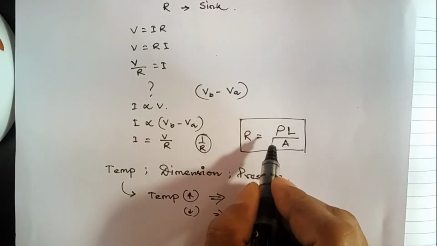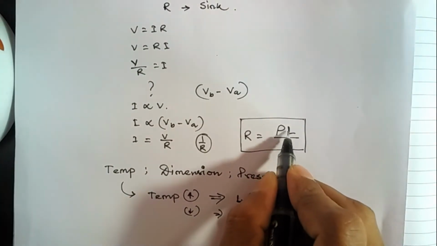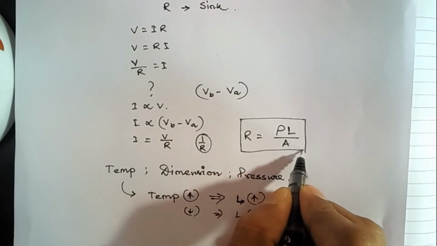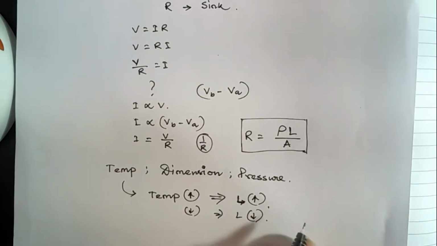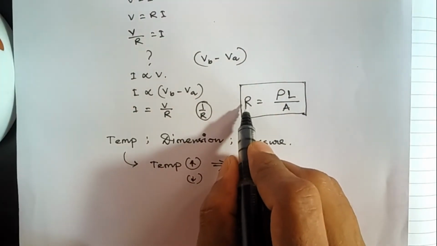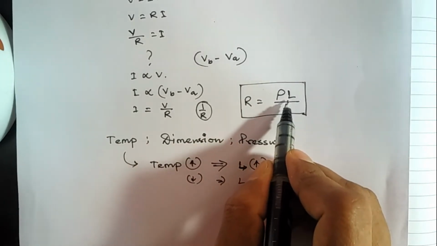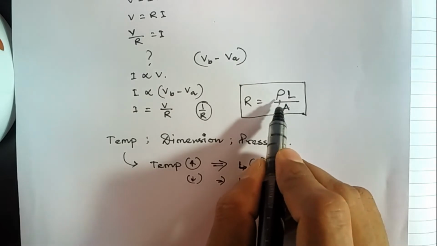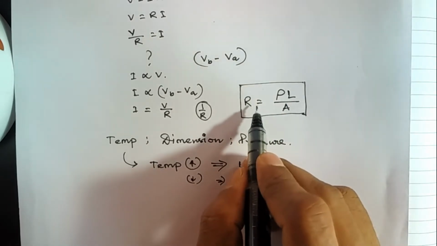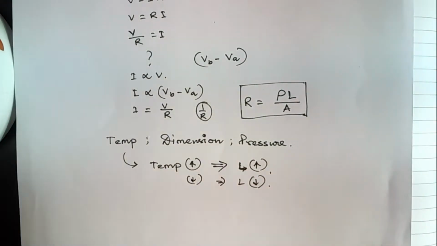Here rho is a constant, known as resistivity. L is the length of the conductor, A is the cross-sectional area of the conductor. So R is directly proportional to rho and L, that's the resistivity and length of the conductor, and inversely proportional to the cross-sectional area of the conductor.